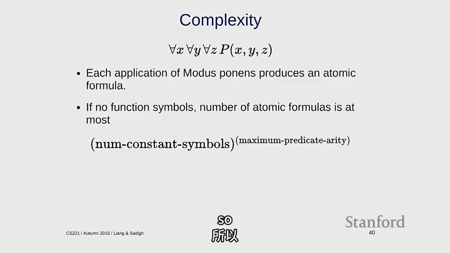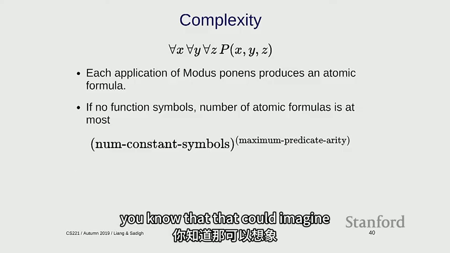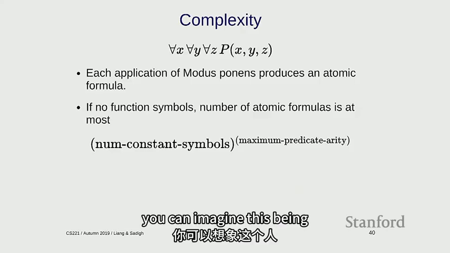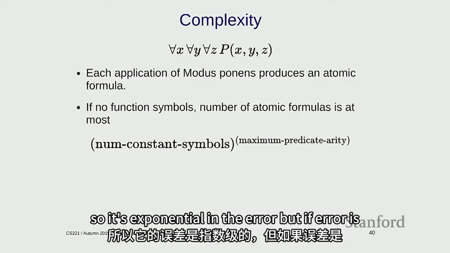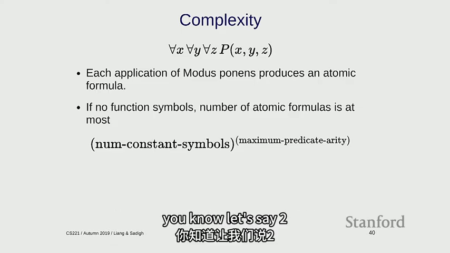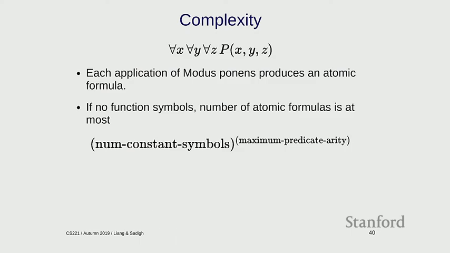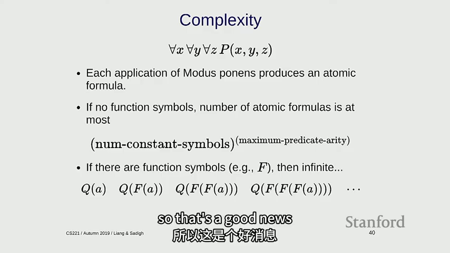So you can imagine this being a very, very large number. It's exponential in the arity, but if the arity is, let's say, 2, then this is not too bad. It's not exponential. So that's the good news.